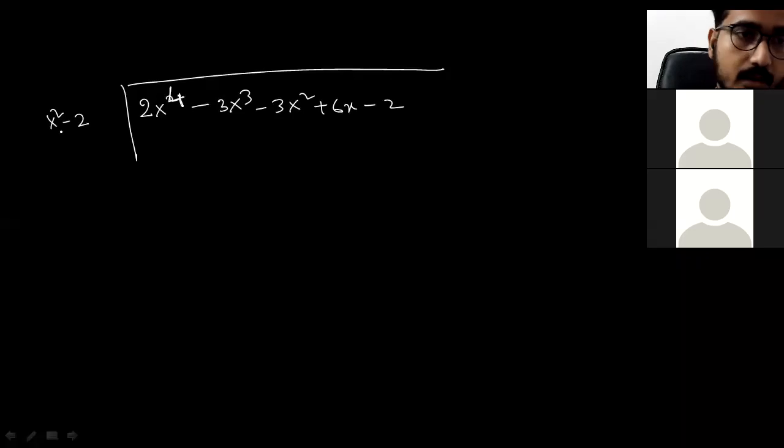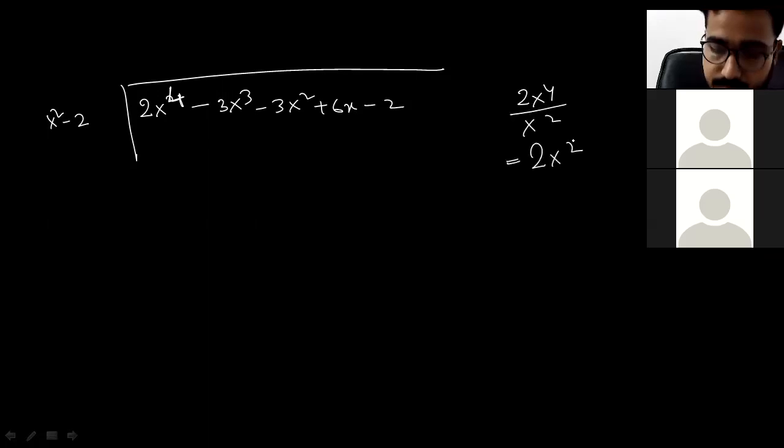Now see, you have to look at the first term of the divisor and the first term of the dividend. The first term of the divisor is x square. The first term of the dividend is 2x to the power 4. So if you divide 2x to the power 4 by x square, your result will be 2x square. Yes or no? The result will be 2x square. Clear? All of you up to this clear? Yes.